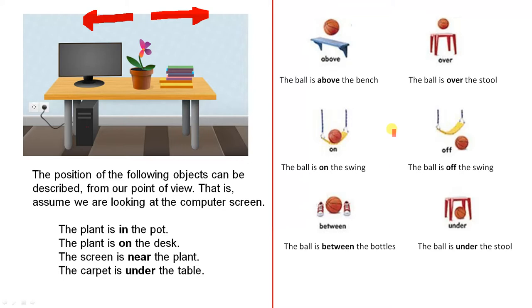Now here we have 6 pictures which describe the position or location of the ball in relation to other objects. The ball is above the bench. The ball is over the stool. The ball is on the swing. The ball is off the swing. The ball is between the bottles. And the ball is under the stool. So they're all very self-explanatory.